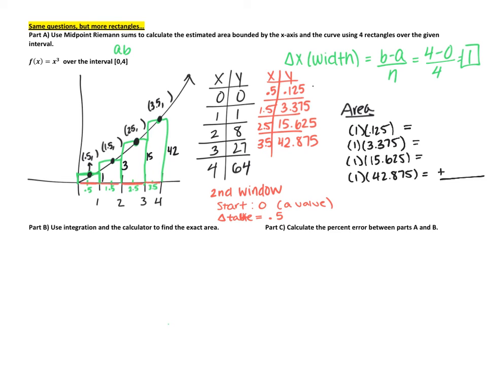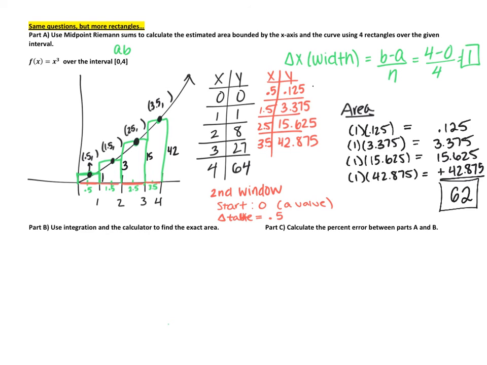Okay, so adding them all up, I got about 62, or exactly 62. So this is 0.125, 3.375, 15.625, and 42.875. So 62 units squared would be our area.